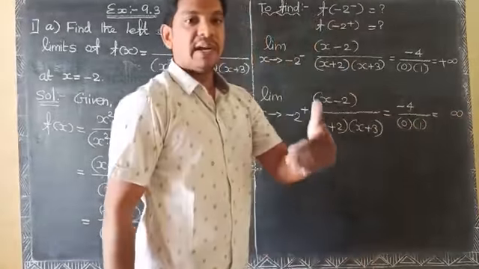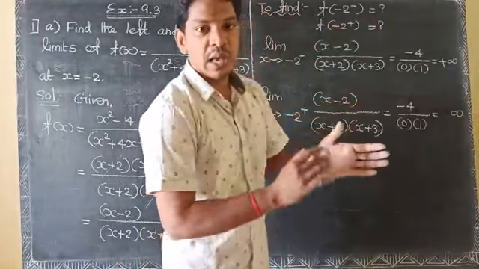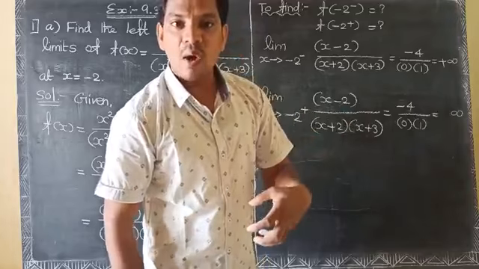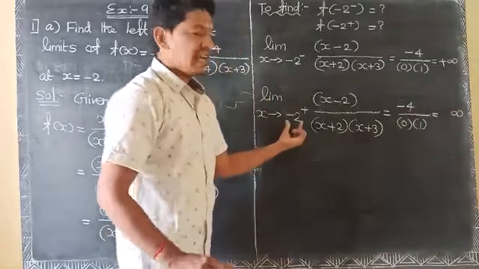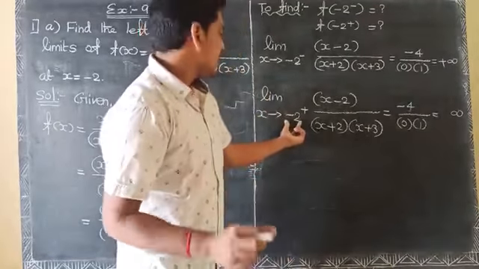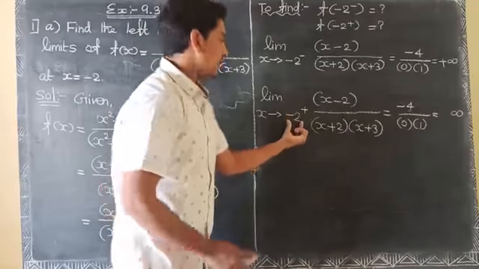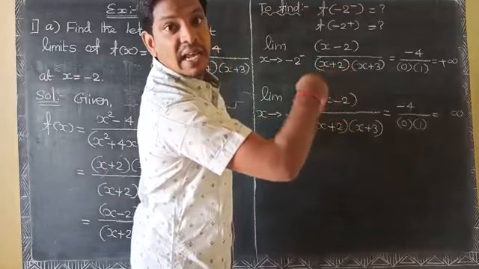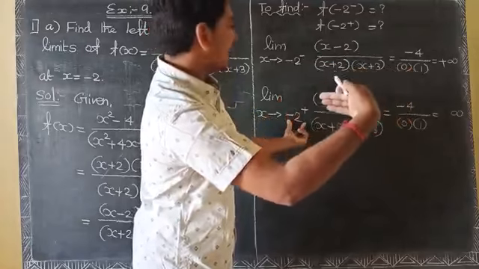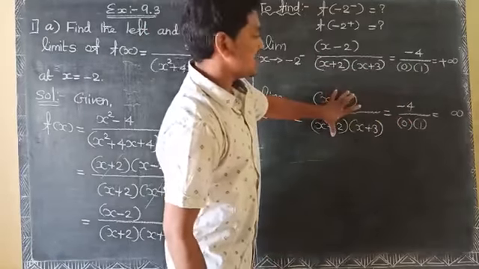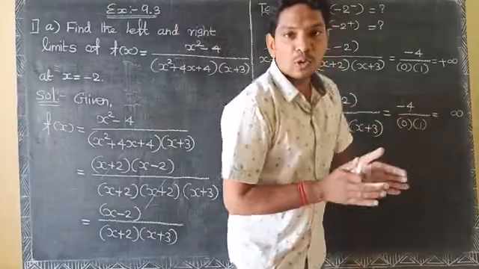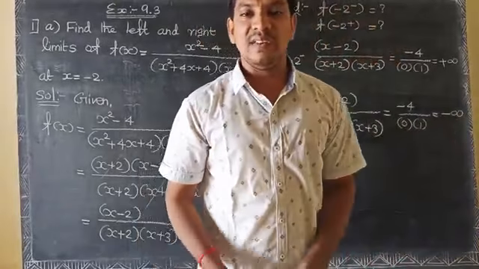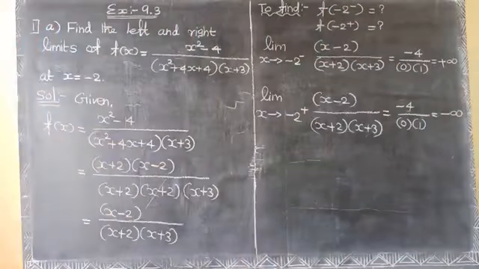Here, to identify whether the function approaches plus infinity or minus infinity, we take one point, a deleted neighborhood point, plus means take it from the right side. Substitute into the function, and the value approaches minus infinity.